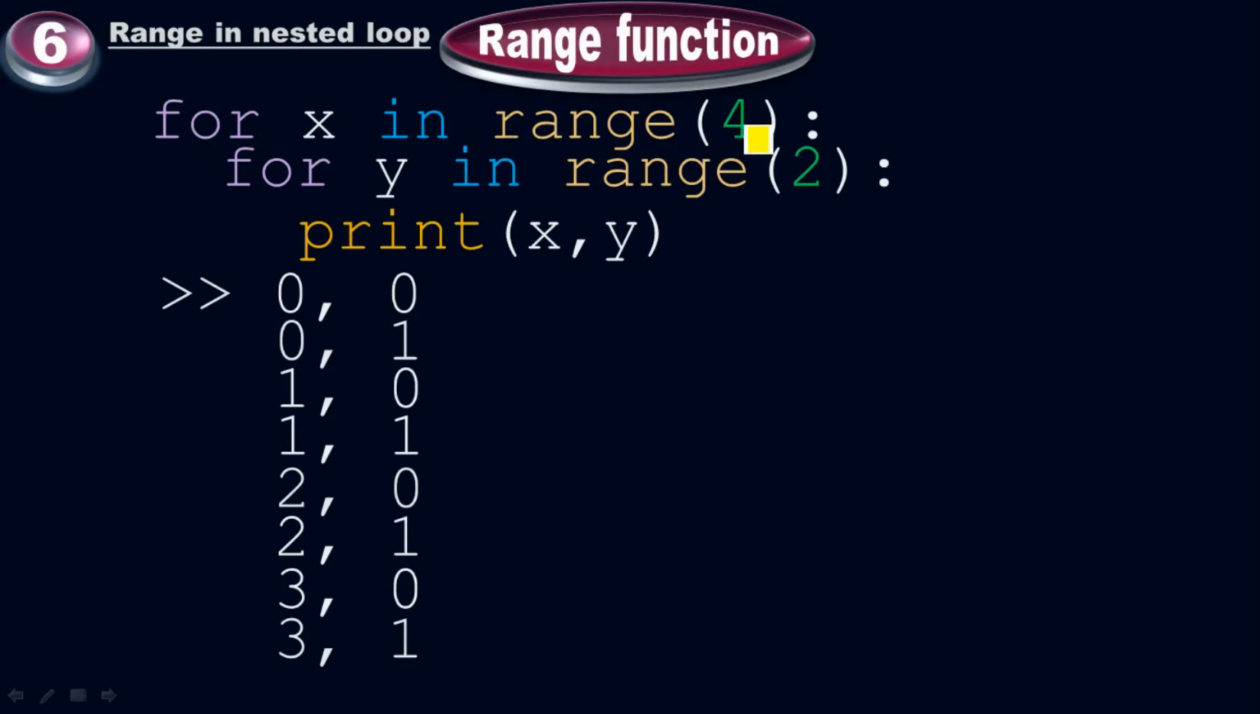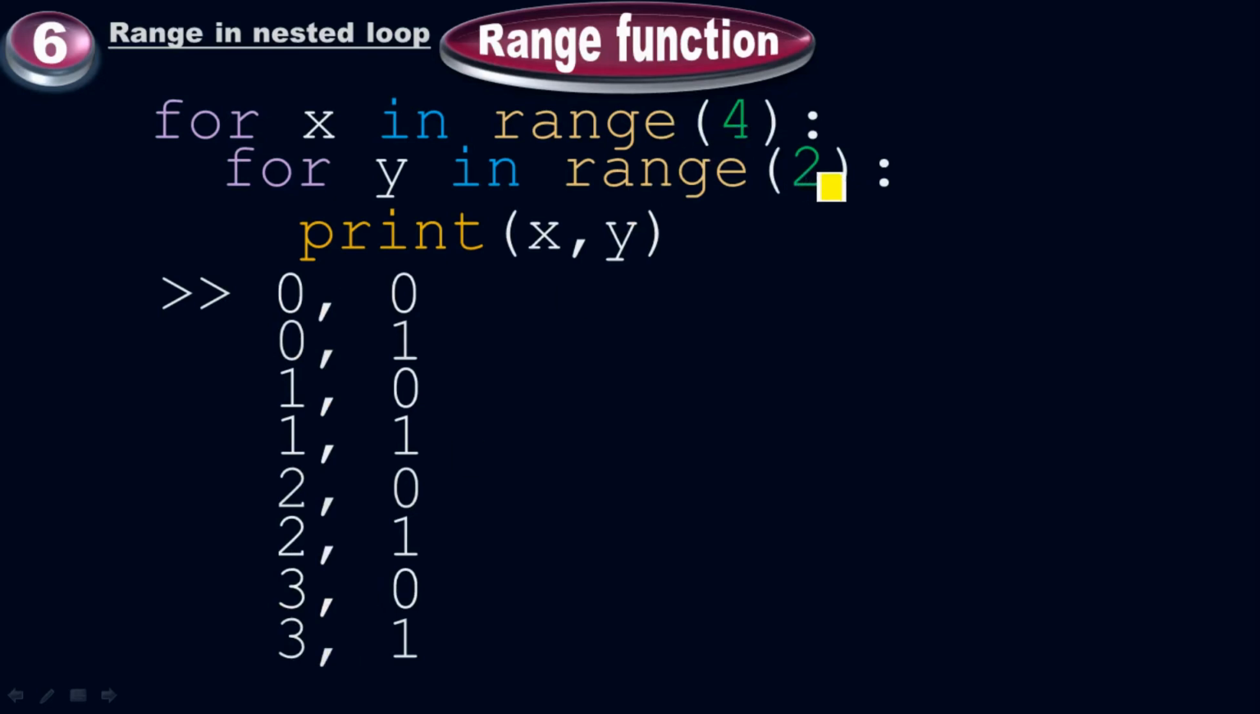By default it starts from 0 if we have a single argument for the range function. 0, 1, 2, 3. So we have a total of 4 items. Look, the second one is just a repetition. This one is just a repetition. 2 is just a repetition. 3 is just a repetition. It counts only once. From 0 up to 3 we have a total of 4 items because the range is 4.